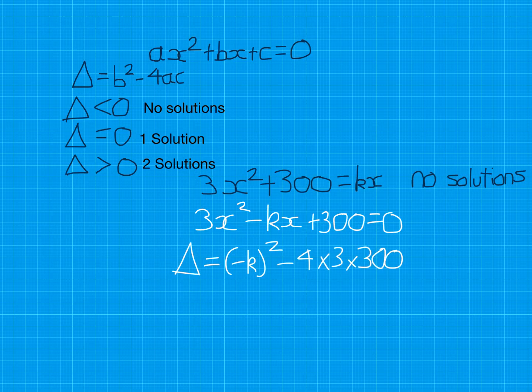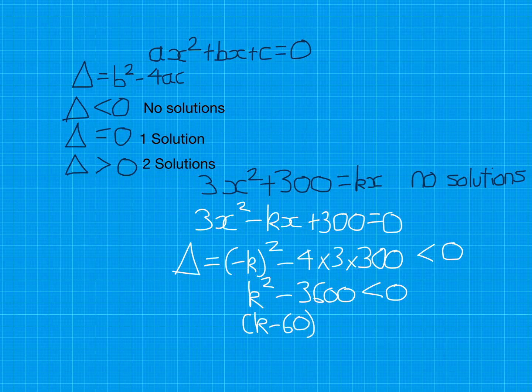Now, if this has no solutions, that must mean that the discriminant is less than 0. So tidying this up, -k squared is the same as k squared. And then 4 times 3 times 300 gives us 3,600. That has to be negative. Now, factorizing k squared minus 3,600, we use difference of two squares. So I get two brackets, I square root the first, square root the second. In each bracket, one gets a plus and one gets a minus. So here I have something times something is negative.